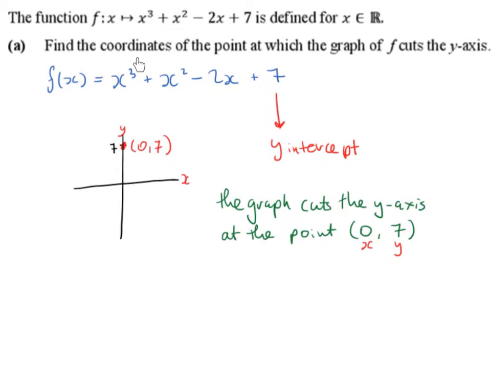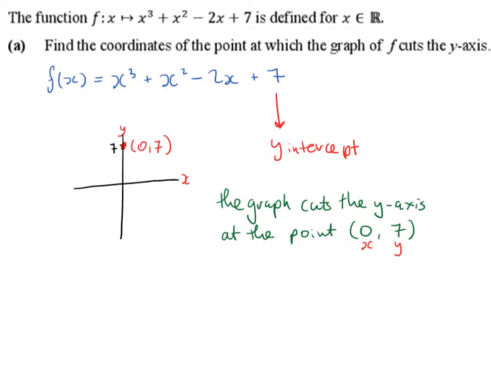Part A, find the coordinates of the point at which the graph of f cuts the y-axis. So we have f of x equals x cubed plus x squared minus 2x plus 7. The constant at the end here, the 7, is known as the y-intercept. And the point 0, 7 is going to be the point at which the graph crosses the y-axis. So this is our x-axis, our horizontal line. This is our y-axis, our vertical line. This is the point 0, 7.